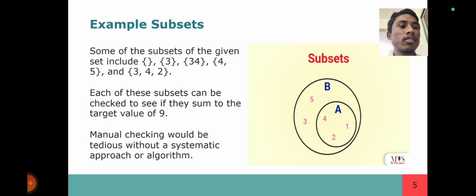Then examples of the subsets. Here we have considered two sets, b and a, where a is a subset of b. Each of these subsets can be checked to see if the sum is 9 or not, manually, in the traditional way, without a systematic approach or algorithm.